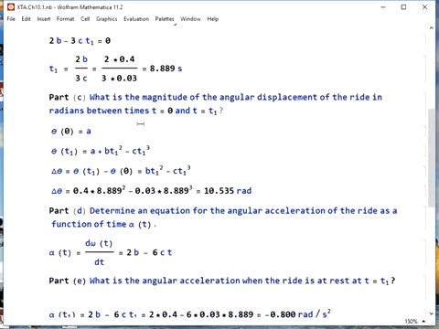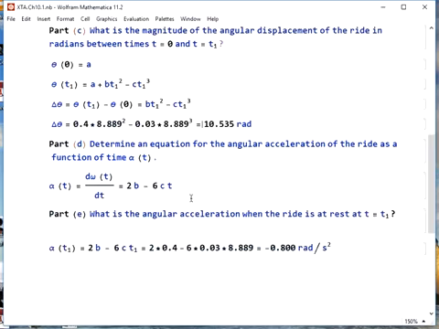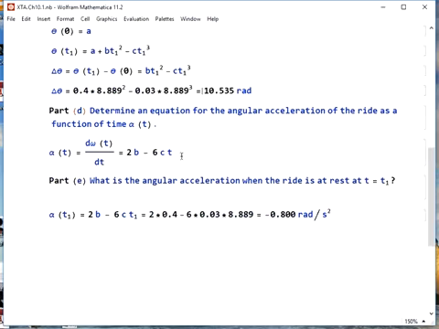Part C, what is the magnitude of the angular displacement of the ride in radians between times t = 0 and t = t1? We plug in those two times to our expression for θ and take the difference, and we get 10.535 radians.